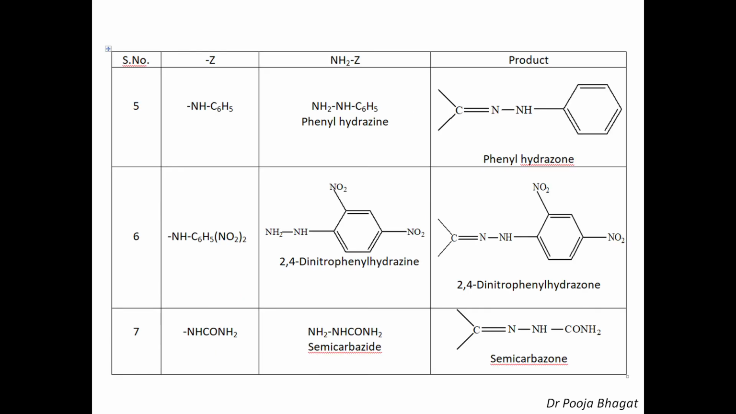So now we can complete our table. Phenylhydrazine will give phenylhydrazone, C double bond N, NH and phenyl ring. 2,4-dinitrophenylhydrazine will give 2,4-dinitrophenylhydrazone. This nitrogen will participate, giving C double bond N and this ring. And then in semicarbazide, this nitrogen will participate. So you will get C double bond N, NH2, that is semicarbazone. Okay, so these are the ammonia derivatives and their products.